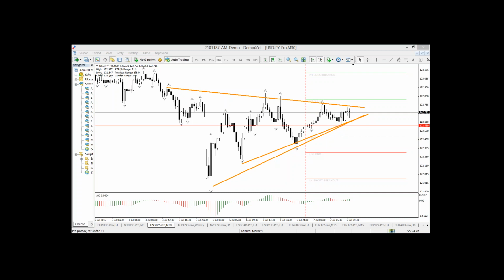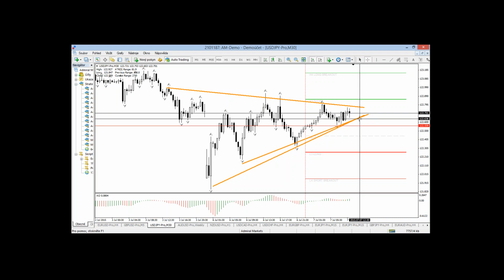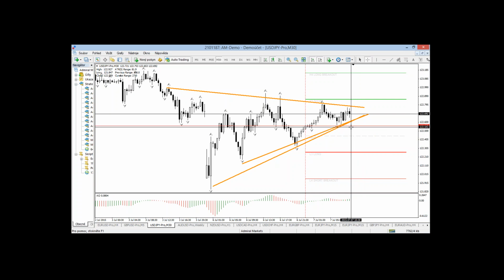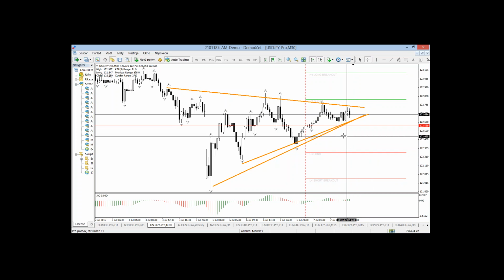Let me check the price one more time here. 122.57. I think that fractal break should be enough. So that would be an interesting level. Maybe not as big of a downtrend as the euro yen, but a breakout that could work out well too.